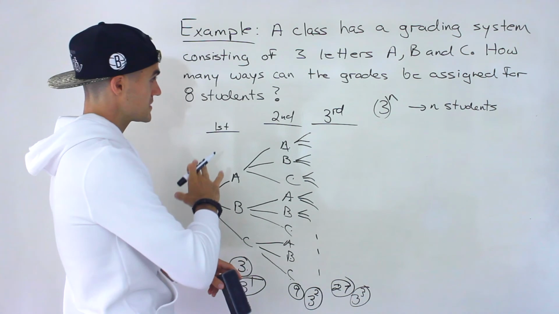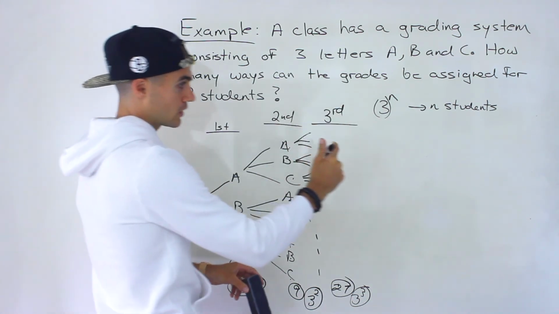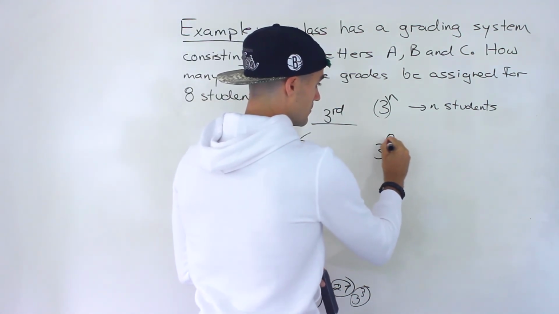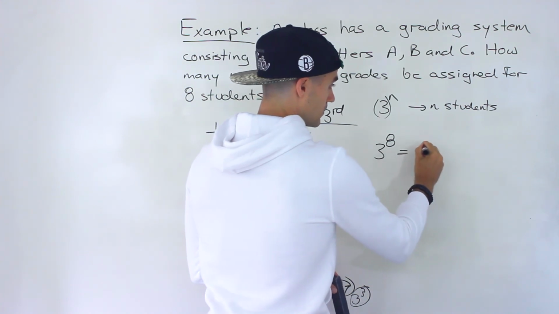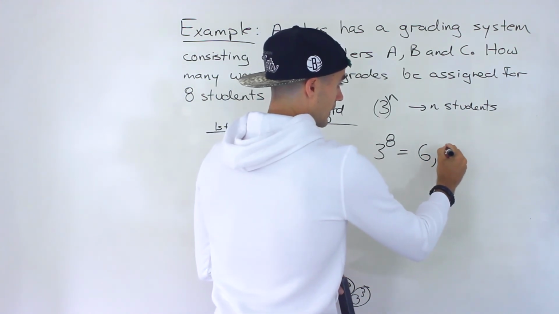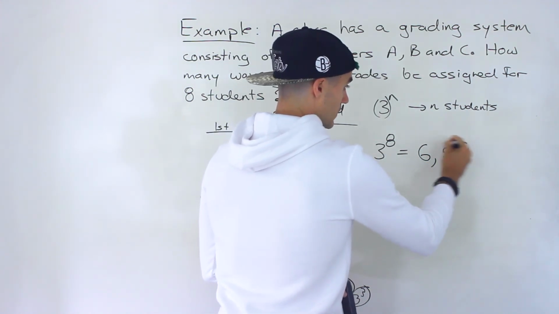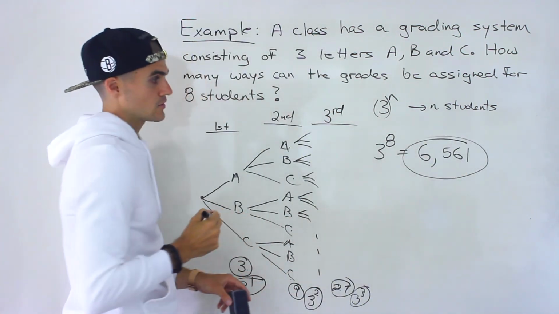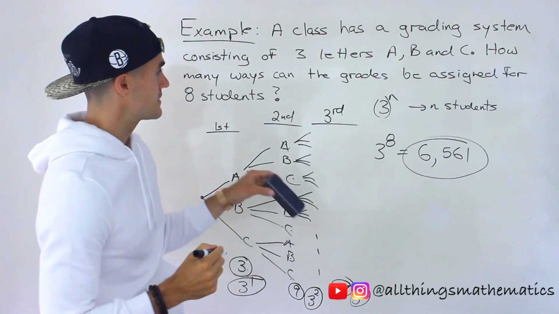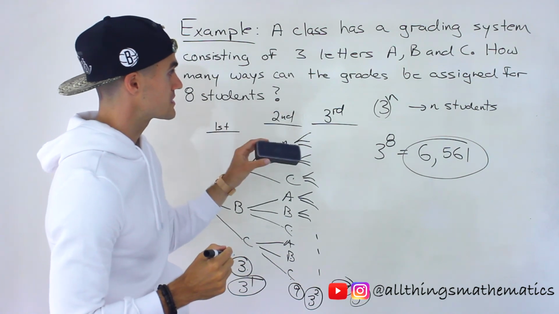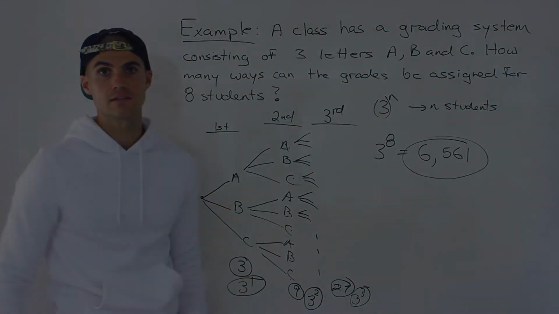And so for this specific question, there's 8 students we'd be working with, so 3 to the power of 8, and this would end up being 6,561. And so that ends up being the final answer. That's the number of ways the grades can be assigned for a class of 8 students.